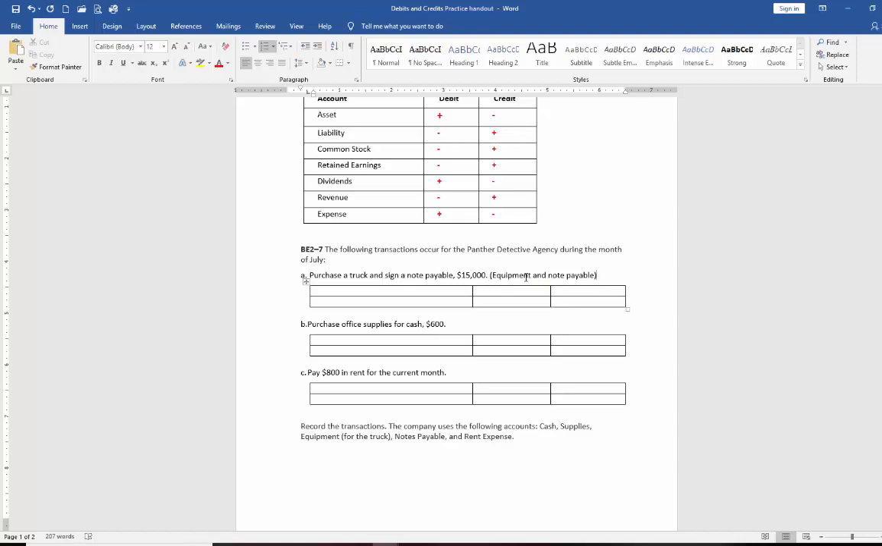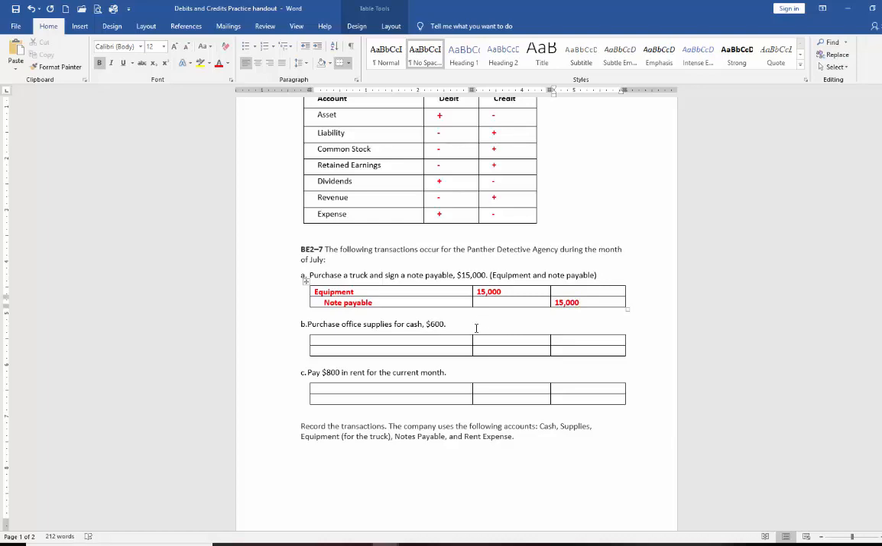So equipment is an asset. We know that assets go up by debits. So we're going to debit equipment for $15,000. And we know that if we have to debit equipment, of course, we have to credit note payable. But why are we crediting note payable? Because note payable is a liability and it's going up, right? We have a new liability we didn't have before. So we're increasing our note payable.